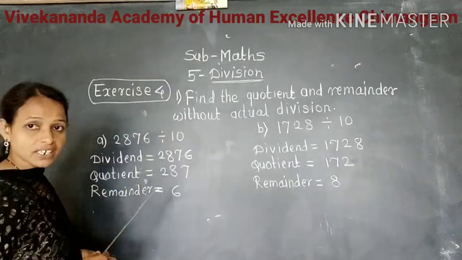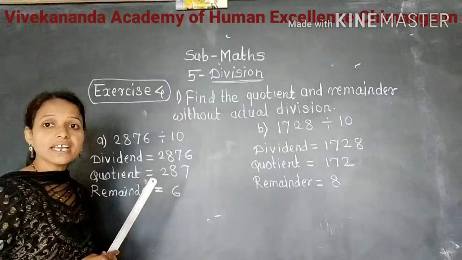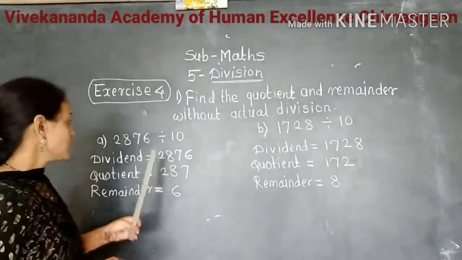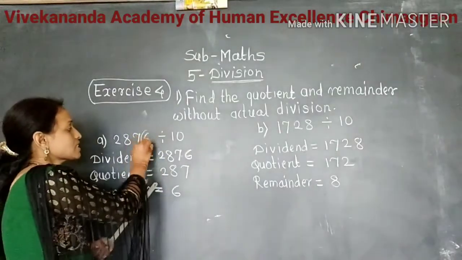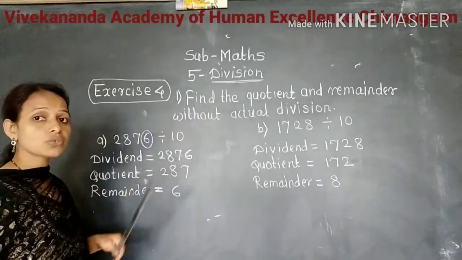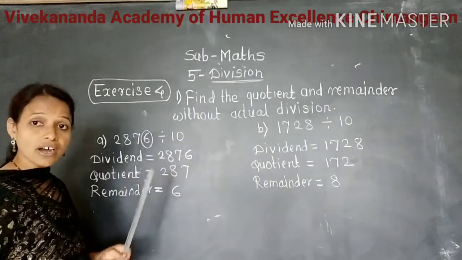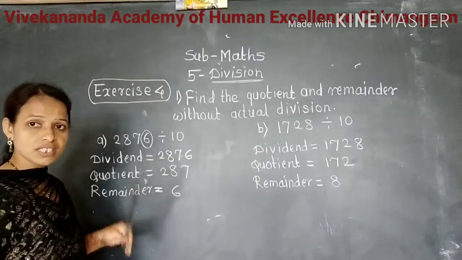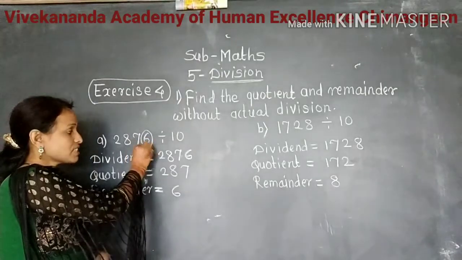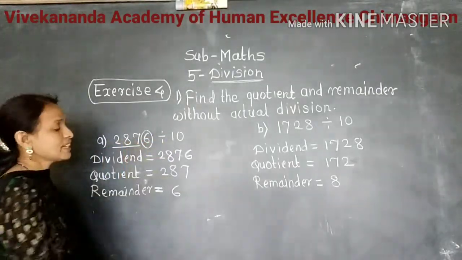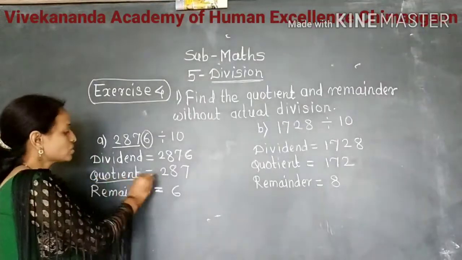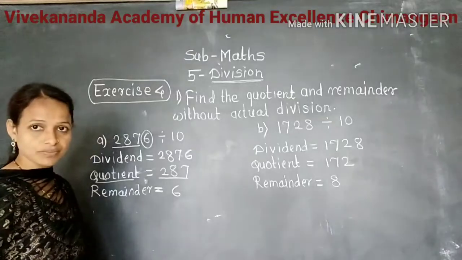2876 divided by 10. You have learned when you divide any number by 10, then remove the one's digit. Here the one's digit is 6. Remove the one's digit, then you get the quotient. The quotient is obtained by removing the one's digit. So from 2876, the one's digit 6 we remove. The remaining 287 is the quotient. So here the quotient is 287.